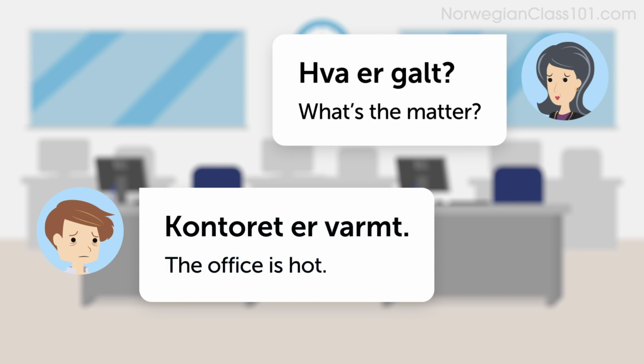First of all, you'll need to learn how to say, "What's the matter?" That's, Hva er galt? Listen to it again. Hva er galt? This Norwegian sentence literally translates into, "What's wrong?" but it means, "What's the matter?" in English.